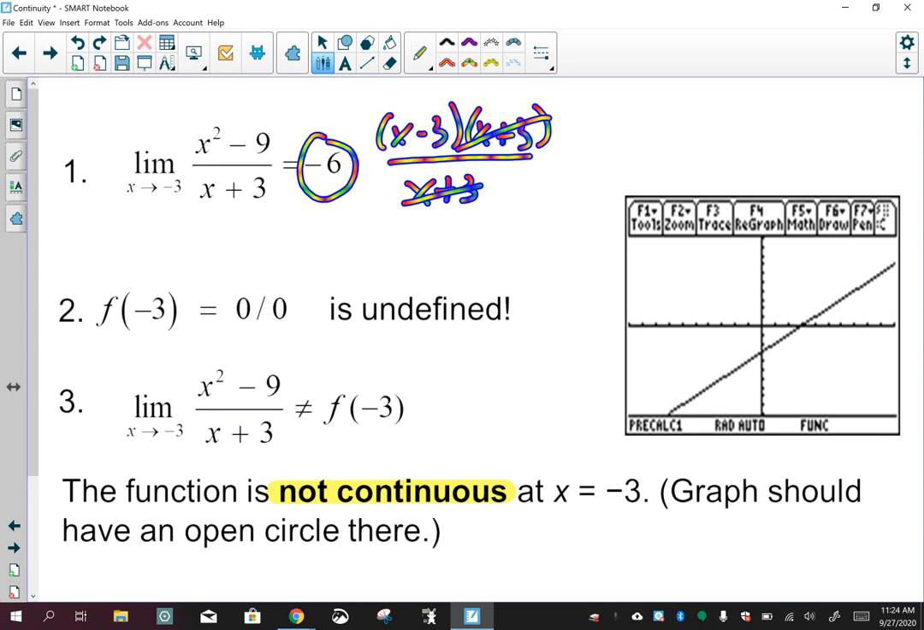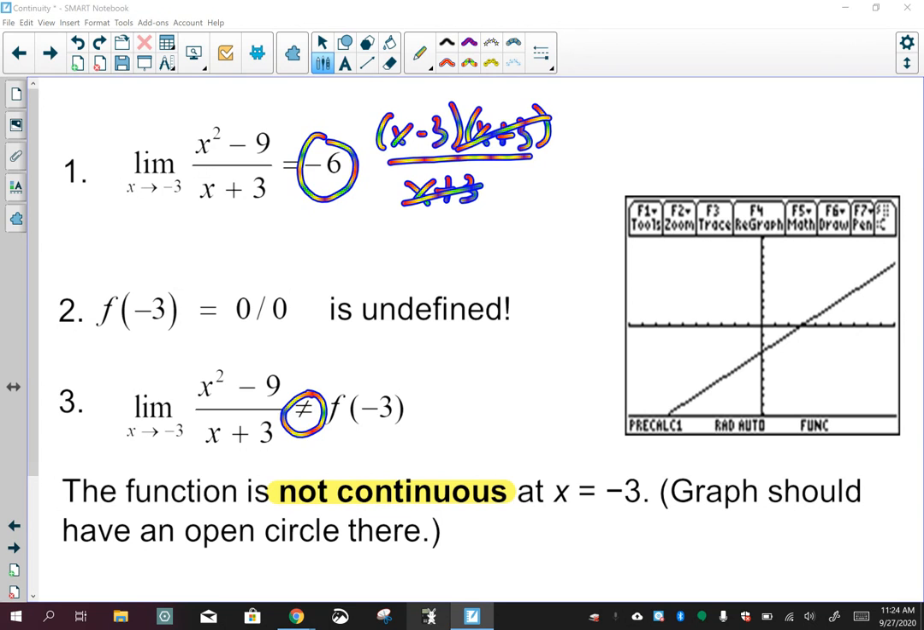When I plug it in, I get a 0 over 0, so I am undefined, and you know that we have a hole here. But again, look at what happens when you graph it. When you graph this, you don't see that hole. So then, when I compare 1 and 2, I notice that they do not equal each other, so therefore that means my function is not continuous at that x equals -3.